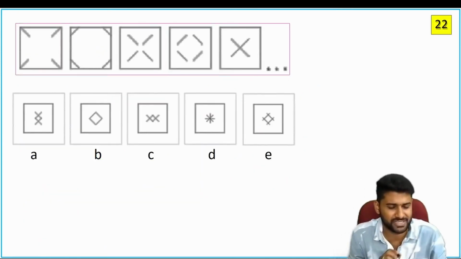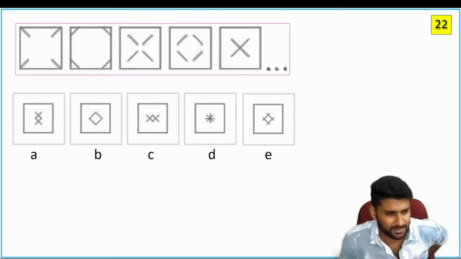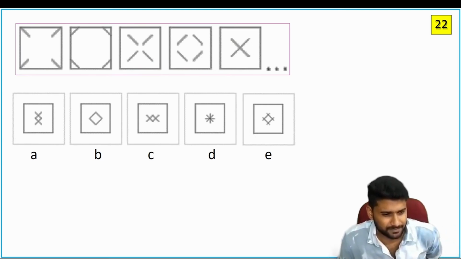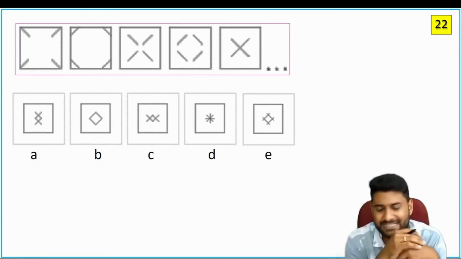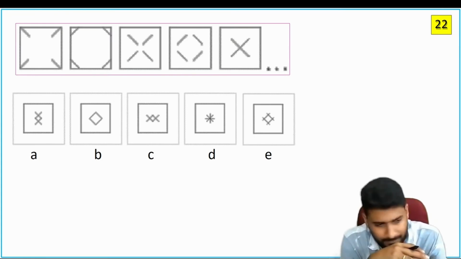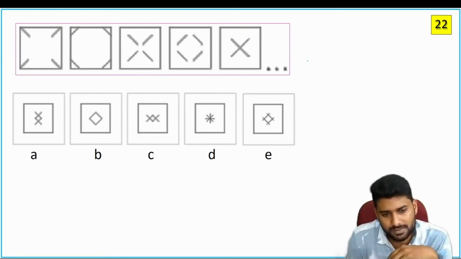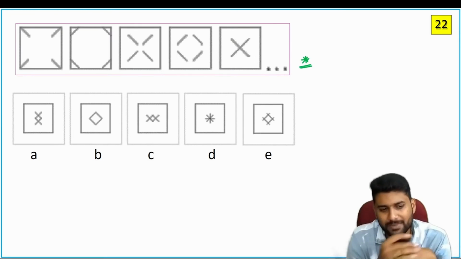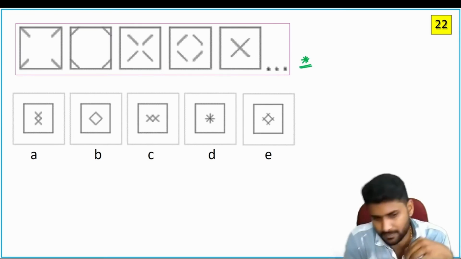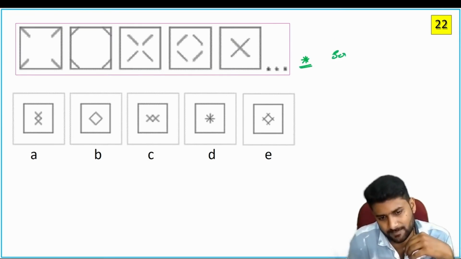Next. Go through the next one. So what can be the next picture? It's a series based question. See, observe carefully. So what can be the next box? Based on series. Series means identify the pattern.